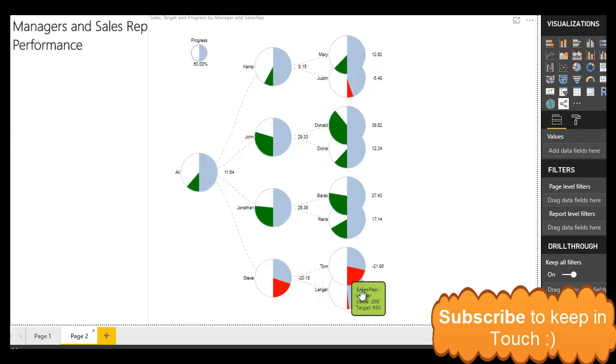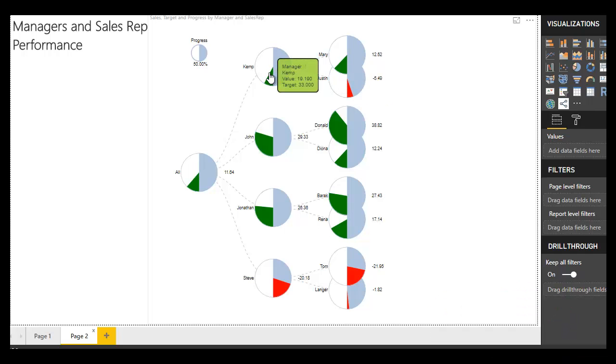So this tree map is quite amazing in terms of how performance is varying among different managers and their sales rep. And this is quite interactive as well. You can see that the tooltips appear, the value and the target. 19,190 units have been sold against the target of 33,000, but the overall progress at the moment should be 50%, and that's ahead of 50%.